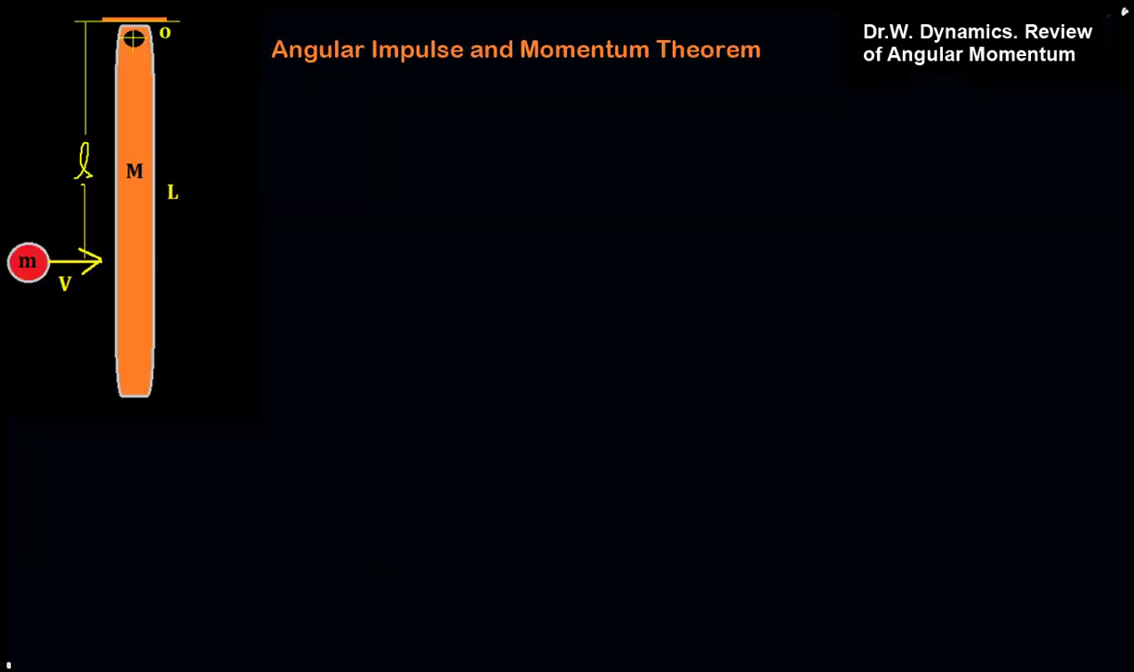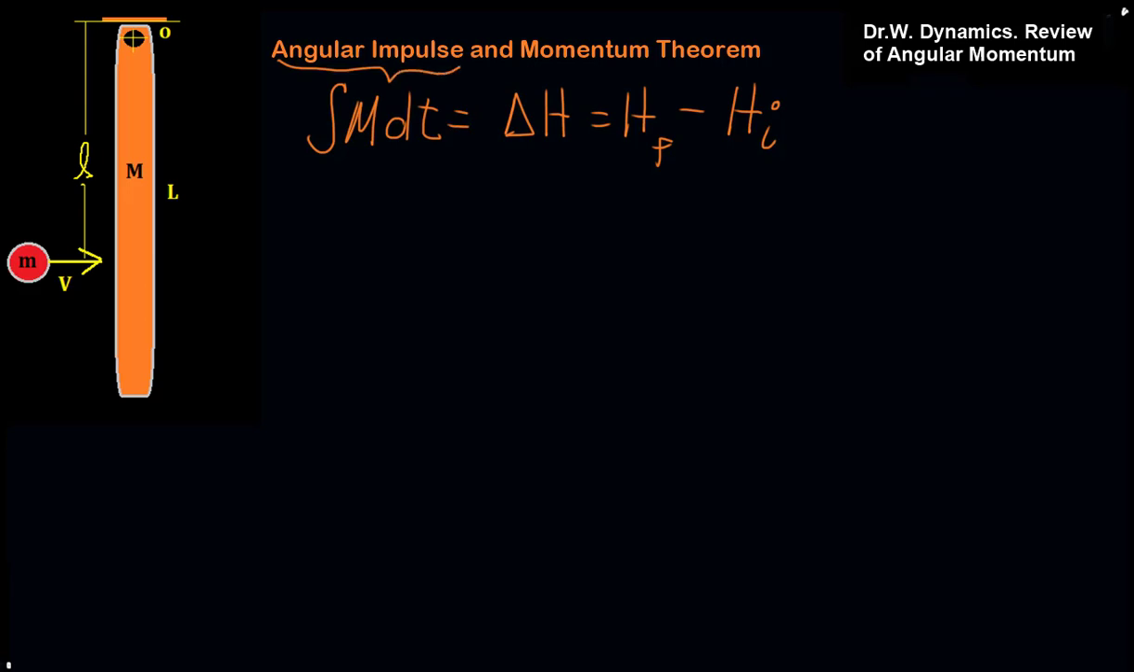The angular impulse and momentum theorem states that the angular impulse, the integral of M dt, if you have an angular impulse, it will cause a change in angular momentum, which we can find as H final minus H initial. And that's our angular impulse. So any case where we have a moment applied to a system while it's undergoing some type of a collision, we would not expect the angular momentum to be conserved.